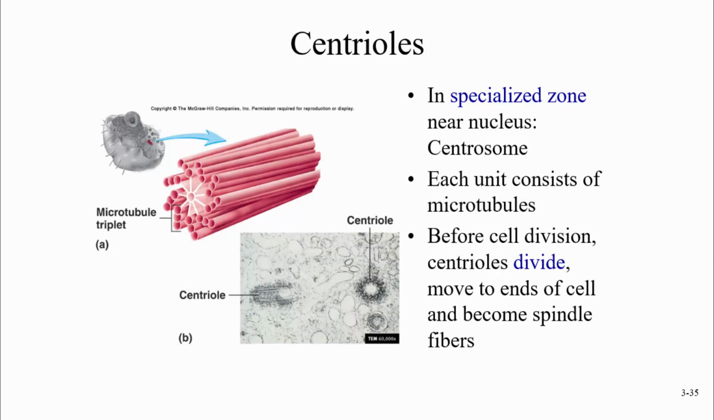Now these are the centrioles. They're found in a specialized zone near the nucleus called the centrosome. And each unit consists of microtubules. And before the cells divide, these centrioles divide, they move to the opposite ends of the cell and they create these things called spindle fibers. I don't know if you've ever done a zip line before or seen a zip line. This is kind of what they create. They create these zip lines going from one end of the cell to the other end of the cell. And this is what chromosomes are going to attach to.